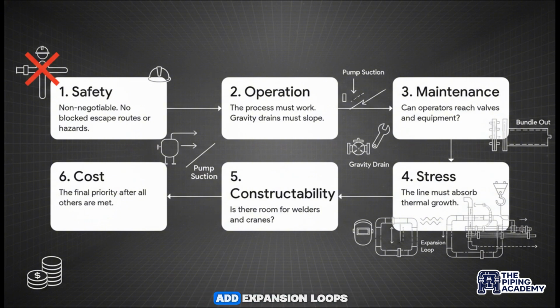We often have to add expansion loops, intentionally making a line longer and more complex, just to absorb that thermal growth safely. Five, constructability. Can a welder physically get in there to make the weld? Is there room to bring in a crane to lift that valve? And finally, way down at number six, is cost. Only after every single one of those other priorities has been satisfied do we even begin to think about saving a few dollars on material.